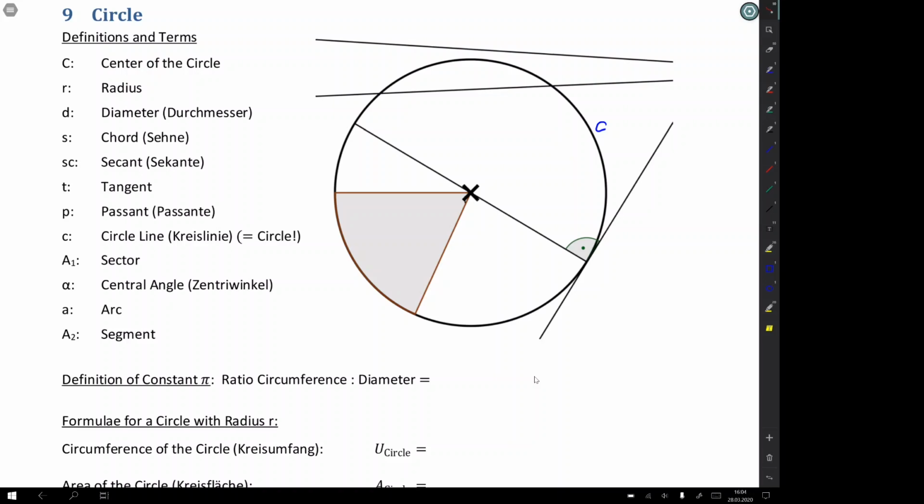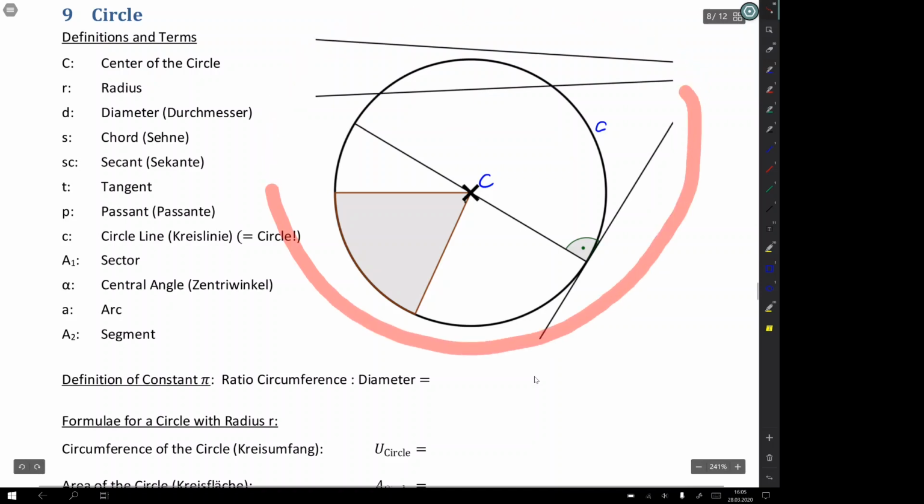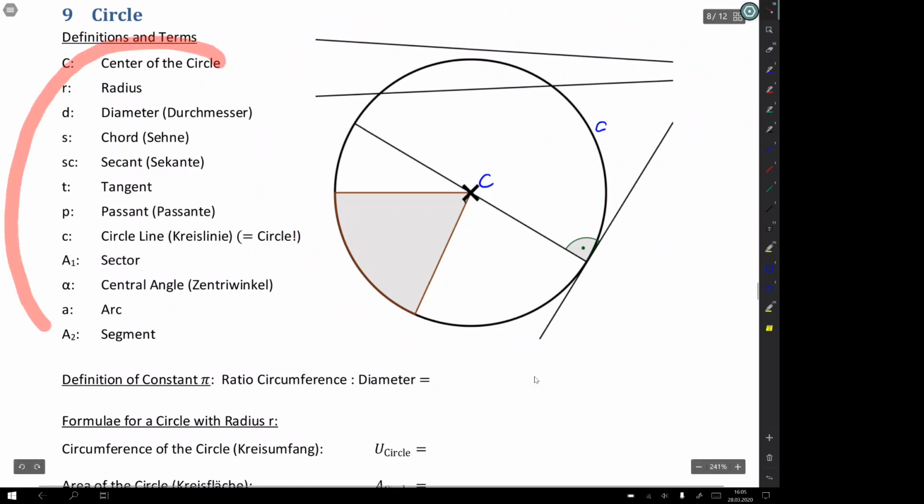In this chapter we're going to look at the circle. Mathematically, the circle corresponds to the circle line. It is defined as the set of all points that have the same distance from a given point, the circle center. Try to label the elements in this picture with the terms here on the left. Stop the film, and here comes the result.